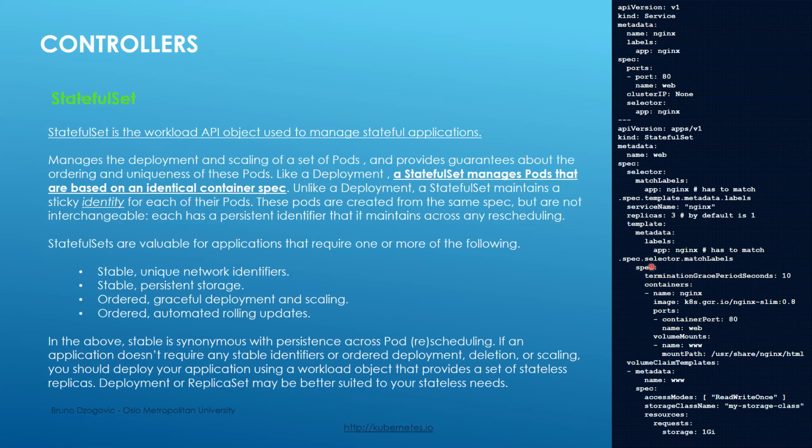So for example, in a spec, you can put that the termination grace period of the container will be 10 seconds, and the containers that are going to be used will be from this image, from this link, and it will expose these ports, etc. So those are specs. Stateful sets are valuable for applications that require stable, unique network identifiers, persistent storage, graceful deployment and scaling, or automated rolling updates. So this is very good.